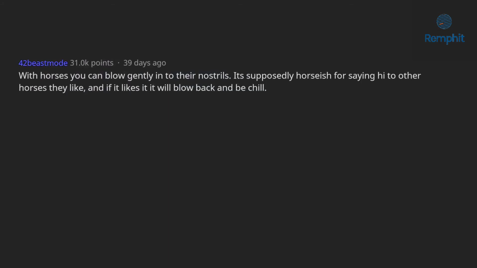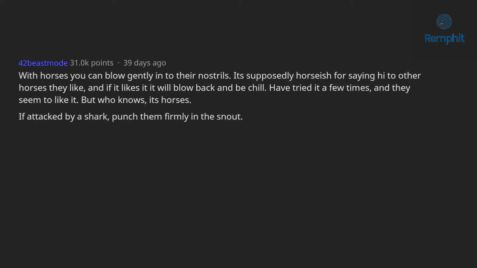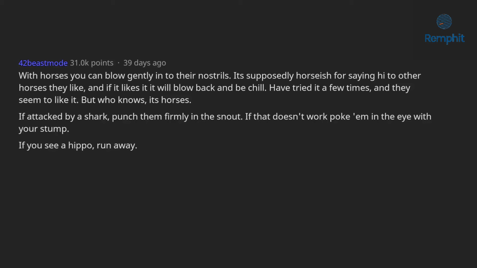With horses you can blow gently into their nostrils. It's supposedly horseish for saying hi to other horses they like, and if it likes it, it will blow back and be chill. Have tried it a few times, and they seem to like it. But who knows, it's horses. If attacked by a shark, punch them firmly in the snout. If that doesn't work, poke him in the eye with your stump. If you see a hippo, run away. If the horse is dead, beating it won't do much good.